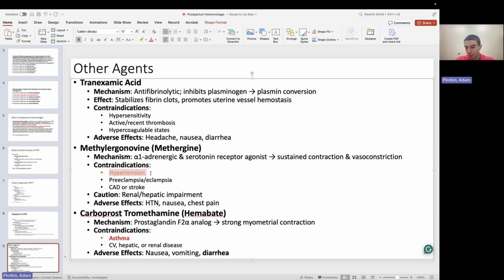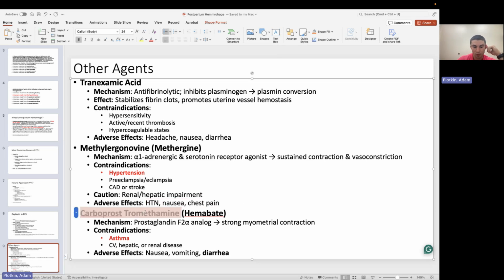They're going to classically give you a patient with hypertension on your exam and ask which drug should we not give, or they'll make you pick between methylergonovine and carboprost, and you're like, hey, those are both good second-line options, but the patient has underlying hypertension, so don't pick methylergonovine, right? That's going to make it worse. So we need to be careful if the patient has renal or hepatic impairment, and then adverse effects obviously can cause hypertension, nausea, chest pain.